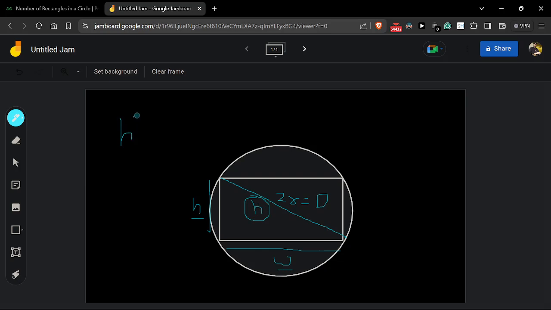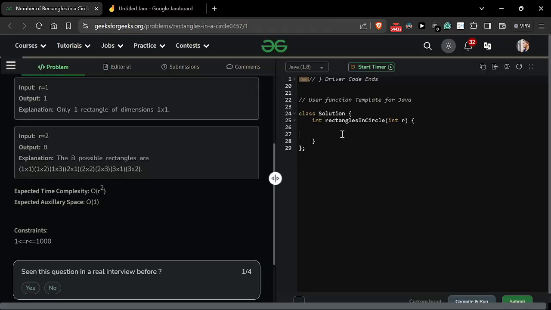So its formula is hypotenuse is equal to the square root of height square plus width square. So we can write it like this: height square plus width square under root. So we will take it as a double, and this value must be smaller than or equal to 2 cross r. If it is, then we can cut out this rectangle. So this question is simple. So let's jump into the code.